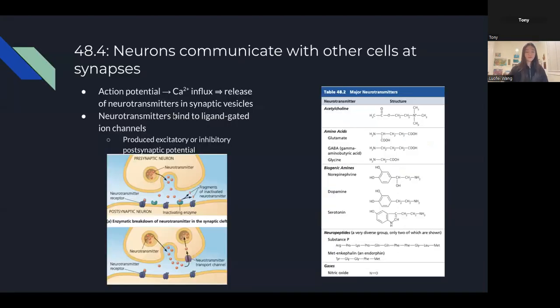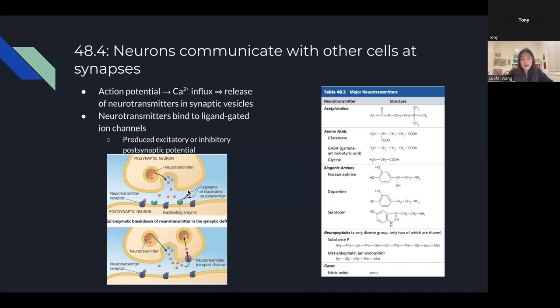Okay, and then neurons will communicate with other neurons or other cells at synapses. So most synapses are chemical synapses where chemical neurotransmitters are released through synaptic vesicles and will bind to ligand-gated ion channels at the other side. So these neurotransmitters are released when an action potential reaches the end of a presynaptic neuron, and that will cause a calcium influx from the outside of the cell, and then that will release neurotransmitters in the synaptic vesicles.